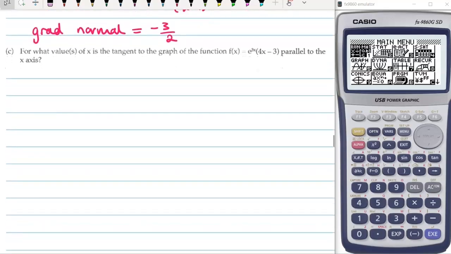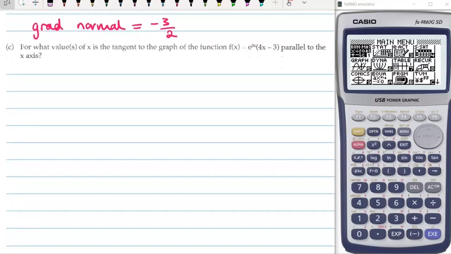Okay, on to part C, where we want the tangent of this function to be parallel to the x-axis, which means that the derivative will be equal to 0. Okay, so we're finding f dash of x. We've got 2 parts to this. We have one part here being multiplied by another part here. So we need to use the product rule.